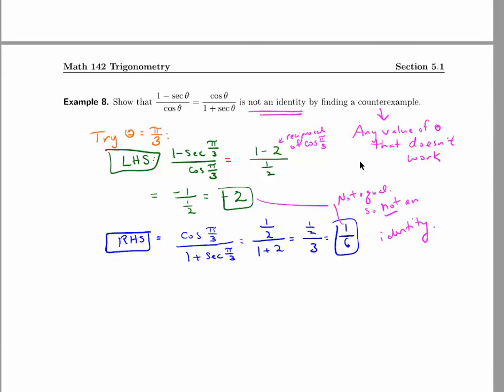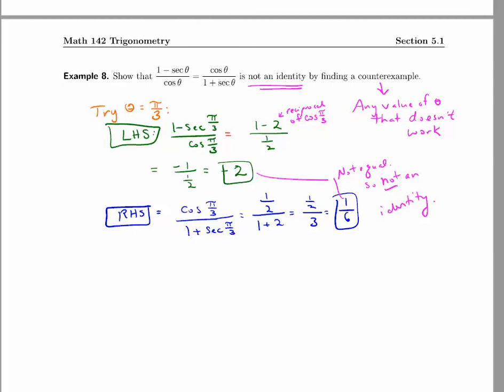Finally, example 8 shows the idea of a counterexample. Because to show an identity is true, we have to prove it step by step to show that it's true for all cases. But to show that a so-called identity is false, all that we need is one specific example of a value where it's false. And that idea is shown here in example 8.